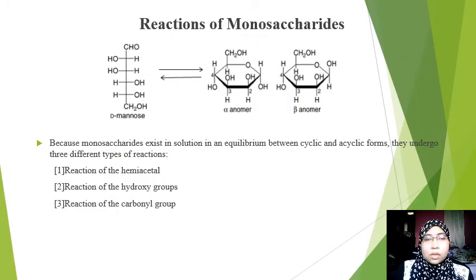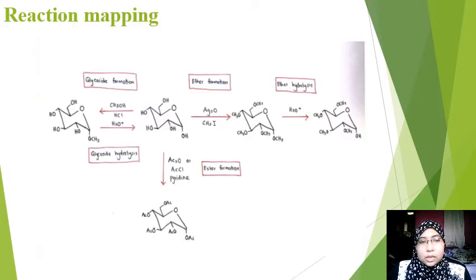Next, we will discuss the reaction of monosaccharide. Because monosaccharide exists in solution in an equilibrium between cyclic and acyclic forms, they undergo 3 different types of reaction. First, reaction of the hemiacetal. Second, reaction of the hydroxy group. And third, reaction of the carbonyl group. This is the reaction mapping for the reaction of monosaccharide.